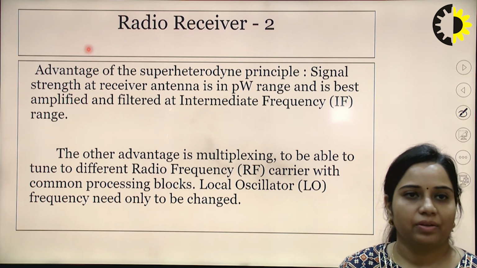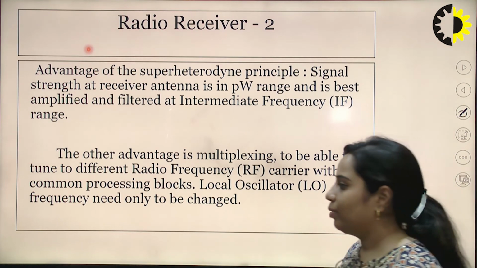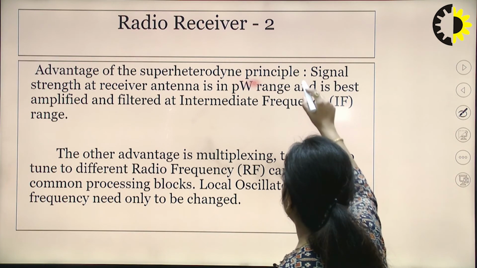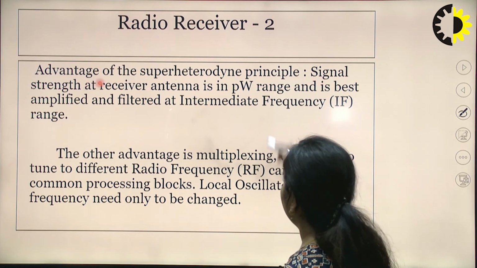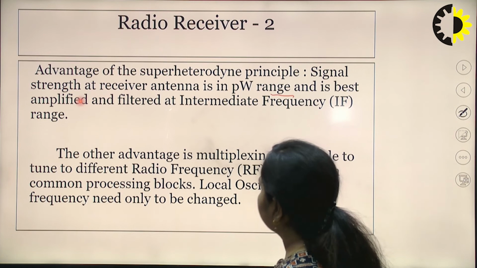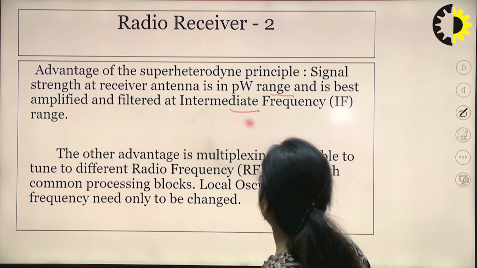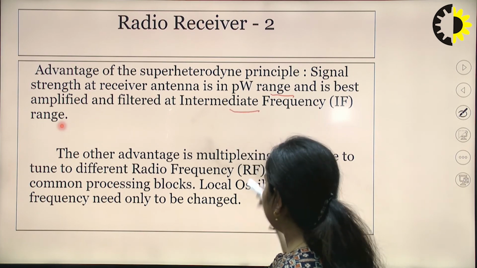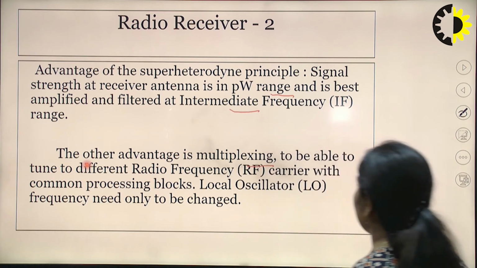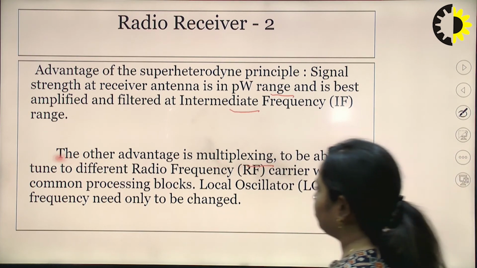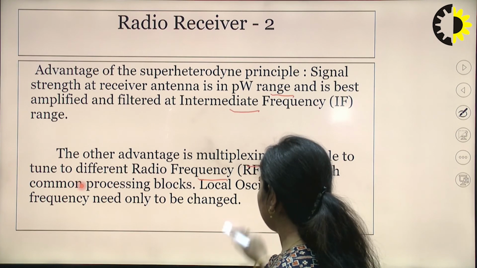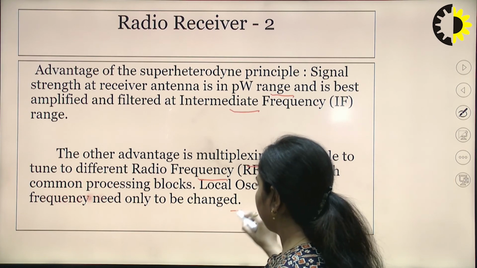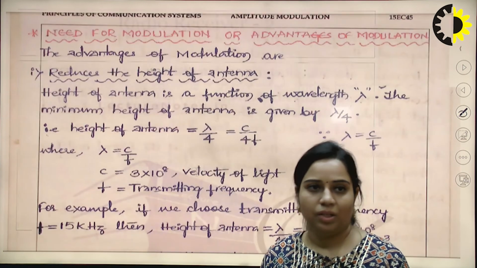Now next is the radio receiver, second. The advantage of the superheterodyne principle is that the signal strength at the receiver antenna is in the picowatt range and is best amplified and filtered at the intermediate frequency range. The other advantage in multiplexing is being able to tune to different RF carrier frequencies with common processing blocks. Only the local oscillator frequency needs to be changed.